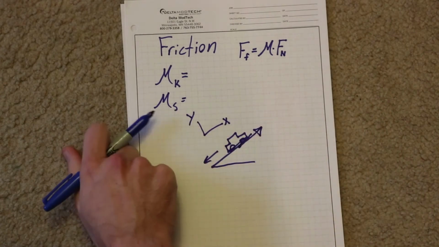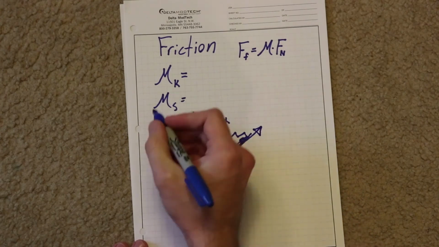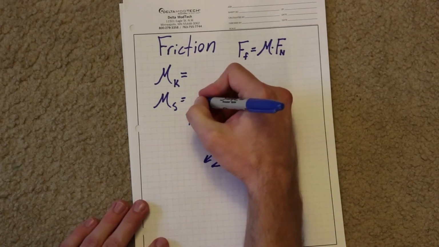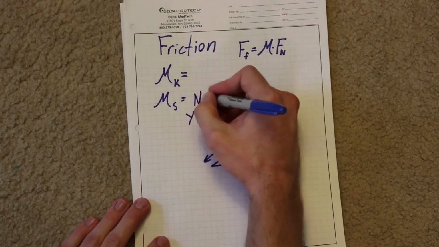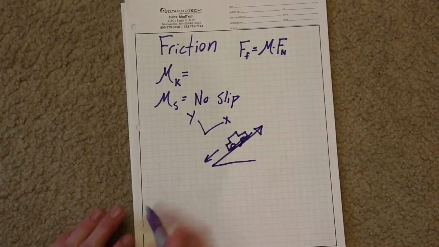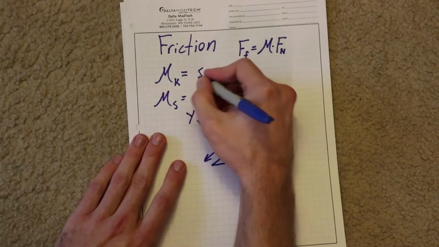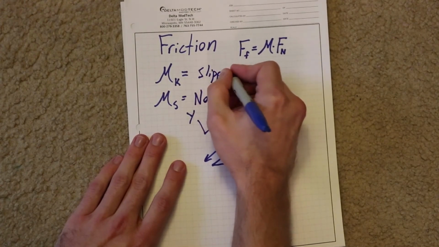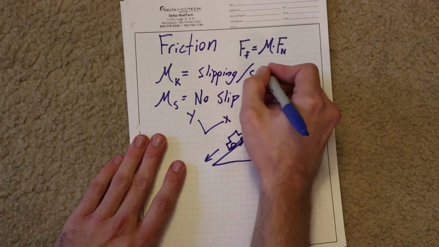Typically the static friction factor is a lot larger, and static means that it's just not slipping. The kinetic one means that it is slipping or sliding.